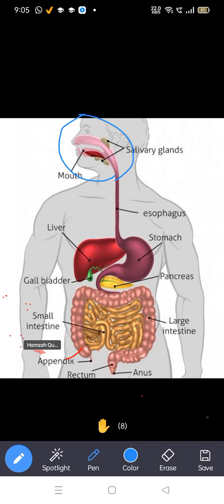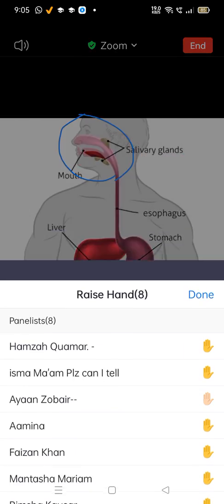Okay. So here the mouth or oral cavity. Another name for the mouth is oral cavity. So what is another name of the mouth? Just raise your hand.